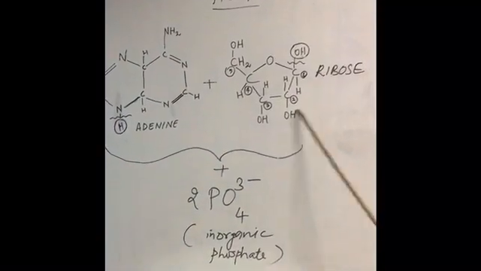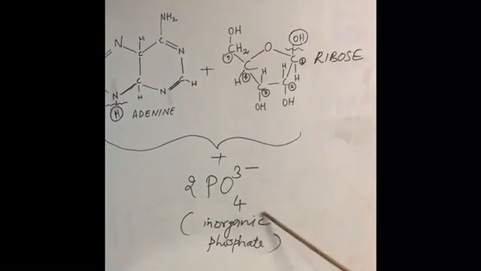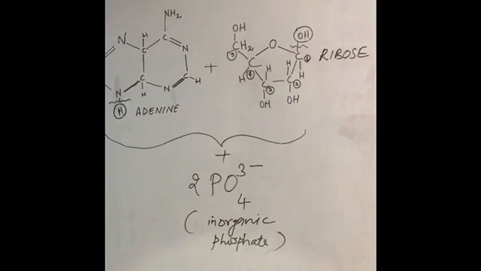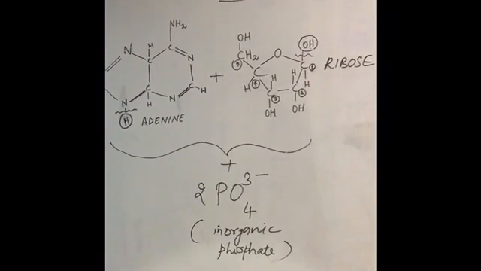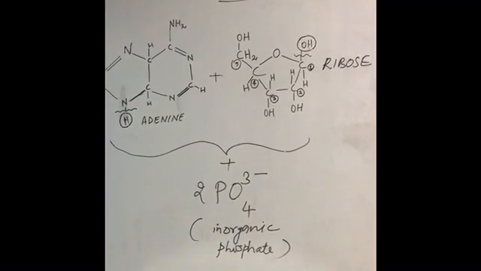Of course, you don't have to learn the structure in detail. I have drawn it just for you to understand. So, the adenosine now combines with 2 phosphate molecules to form adenosine diphosphate. Remember, the phosphate is inorganic phosphate. Phosphate will be organic when it combines with a hydrocarbon. Here the phosphate is inorganic.